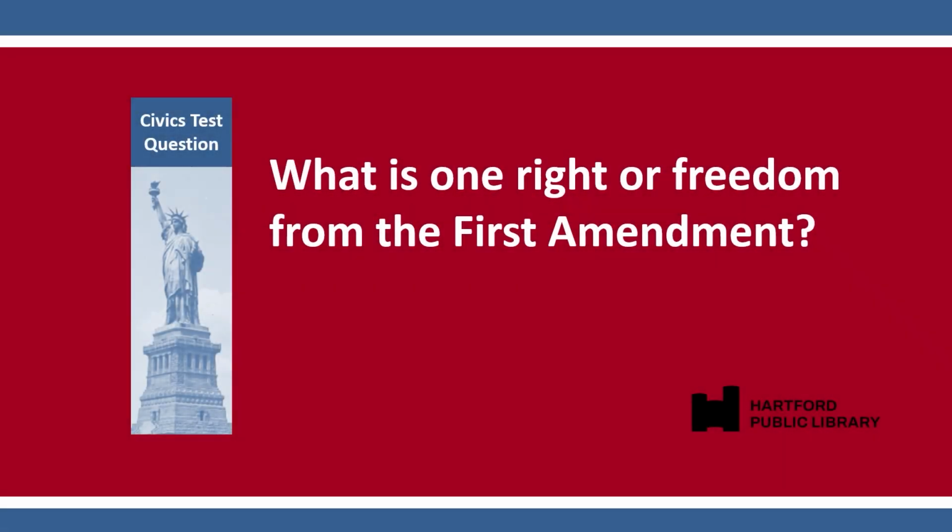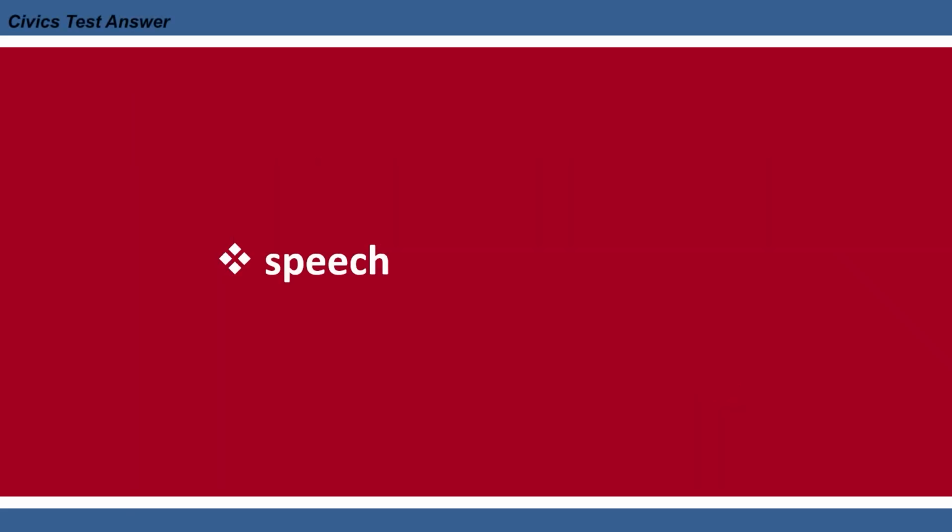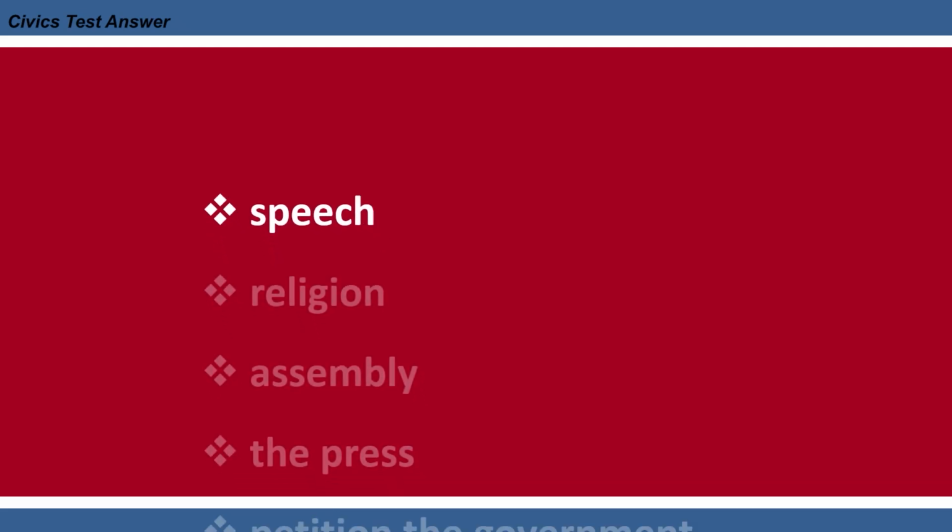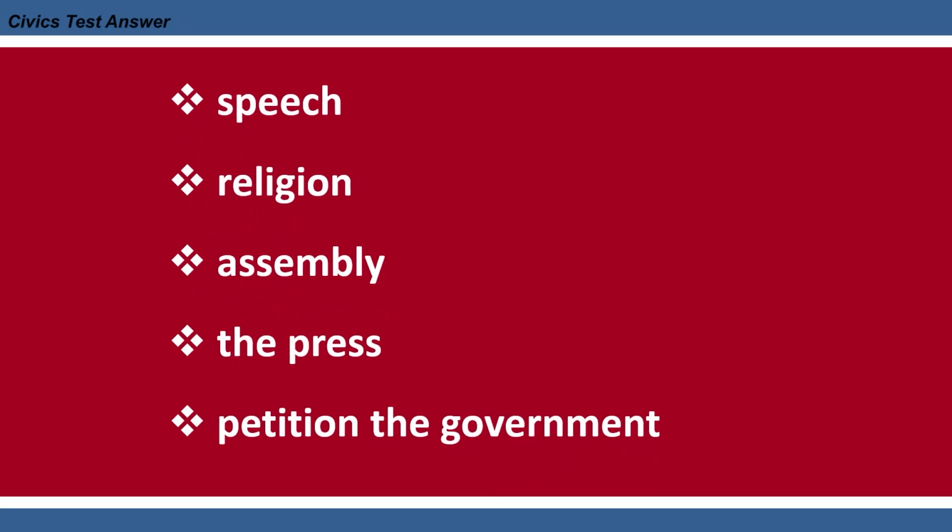Civics test question. What is one right or freedom from the First Amendment? Speech. One right or freedom from the First Amendment is freedom of speech. The First Amendment guarantees freedom of speech, freedom of religion, freedom of assembly, freedom of the press, and freedom to petition the government.